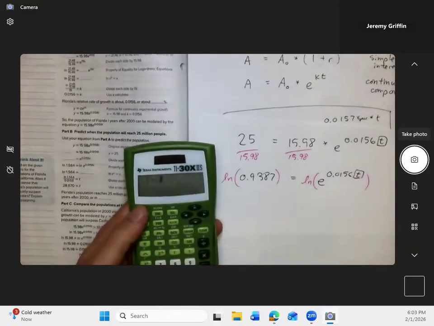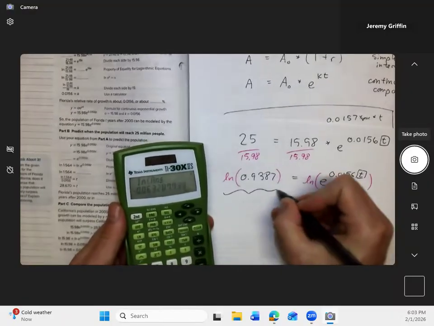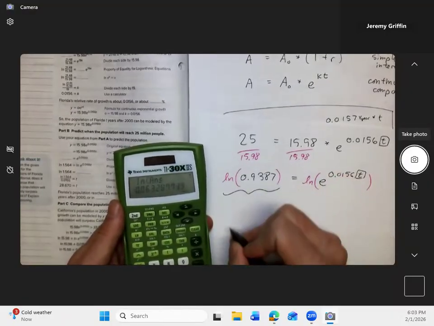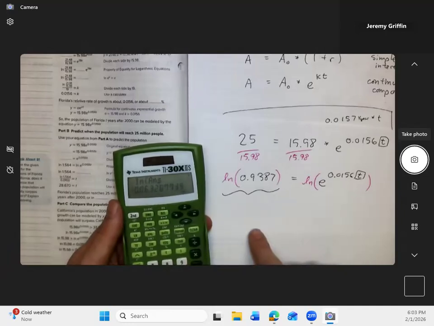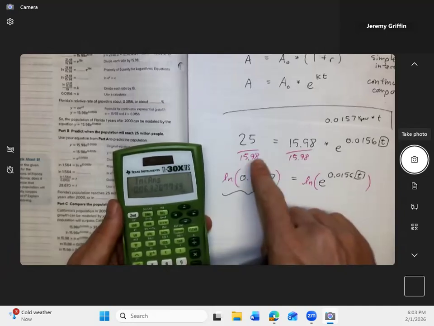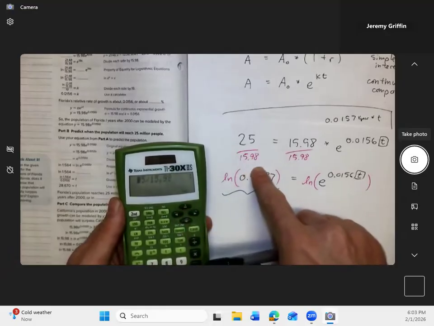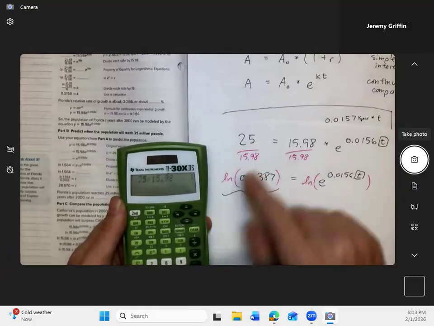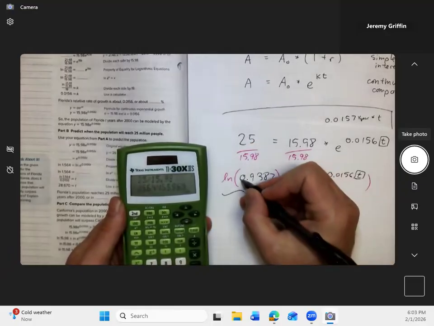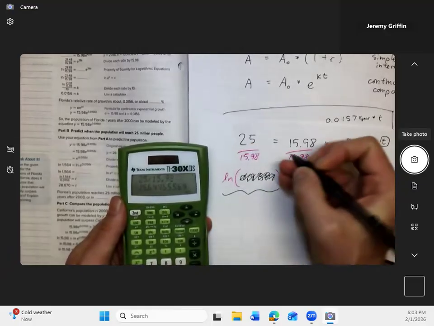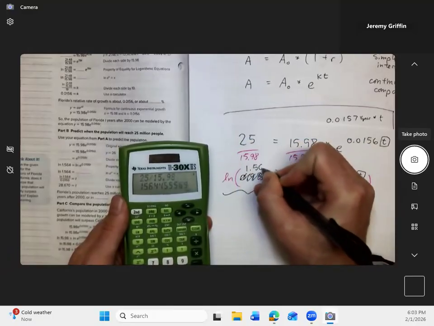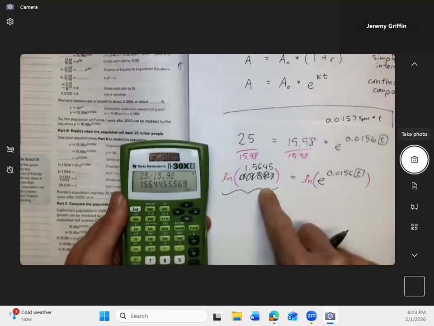The natural log of this comes out to a negative. Hold on, wait, what the heck? That should not be. Whoops, I mistyped this. Let me go back. It's 25 over, right. I knew there was something wrong. That can't be negative. Let me get rid of this. This should have been 1.5645. Okay, we're going to get back on track.